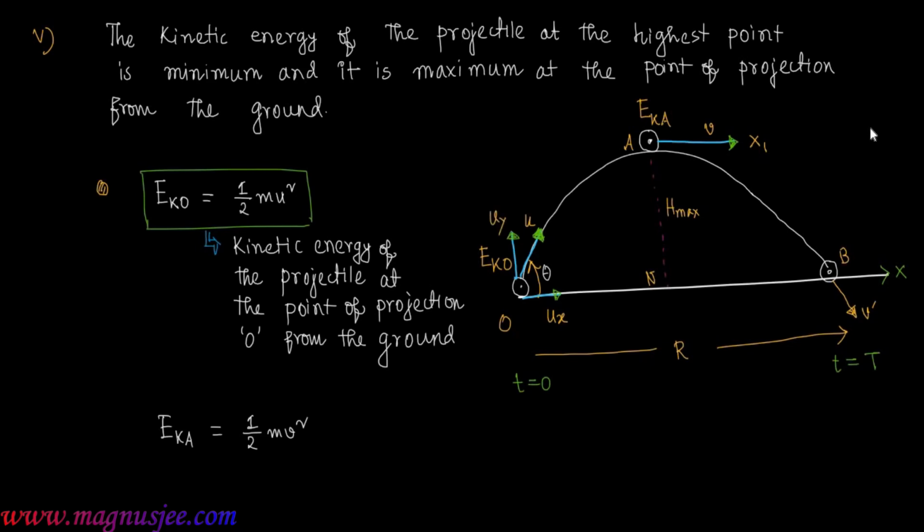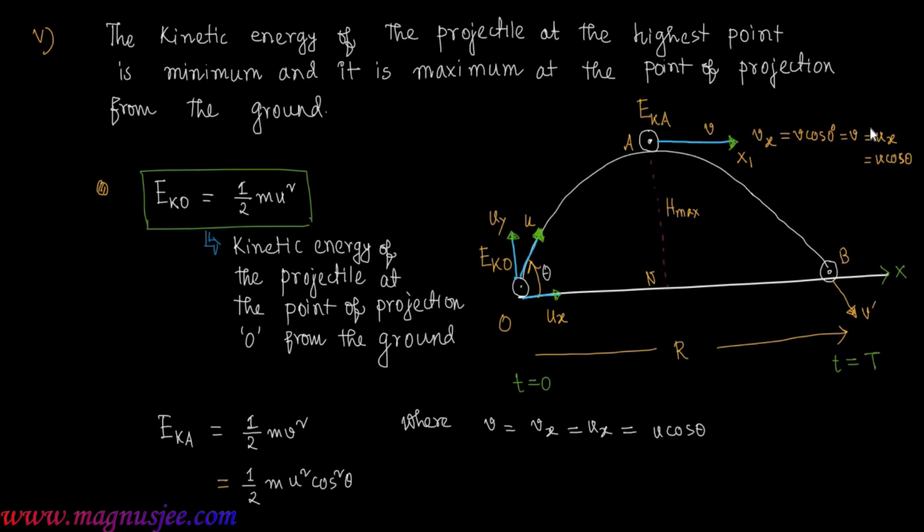Horizontal component is ux and vertical component is uy in the diagram. And the horizontal component of v along the same direction is vx, which is equal to v cos 0 degree, which is equal to v, which will be equal to ux, which is equal to u cos theta, where the horizontal component of velocity remains constant. That's why vx will be equal to ux, which is equal to v, which is equal to u cos theta. So EKA will have the expression half m u square cos square theta, since v is equal to vx is equal to ux is equal to u cos theta.